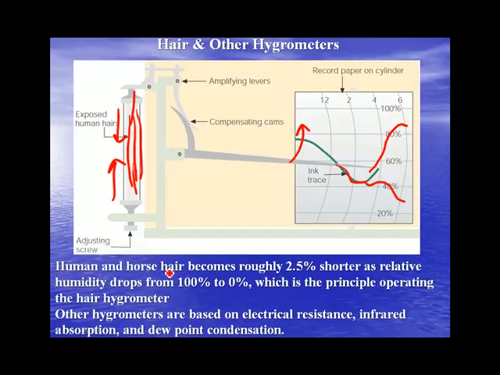And you see right here it says that human and horsehair becomes roughly 2.5% shorter as relative humidity drops. Okay, so as the relative humidity would drop, the hair begins to get shorter. We see the humidity decreasing. We have some other types of hygrometers in terms of electrical resistance and infrared type instruments.